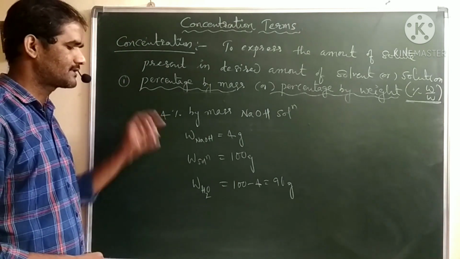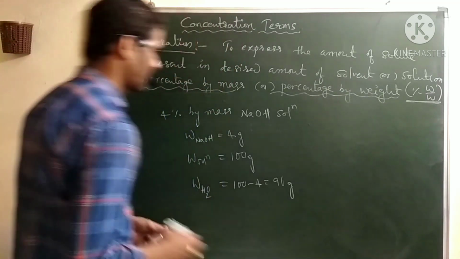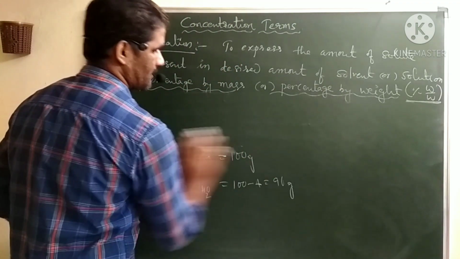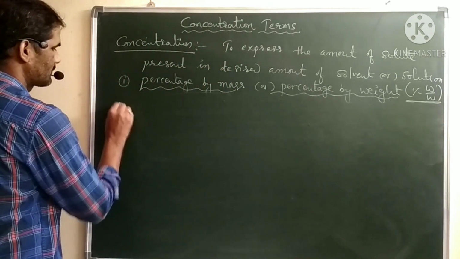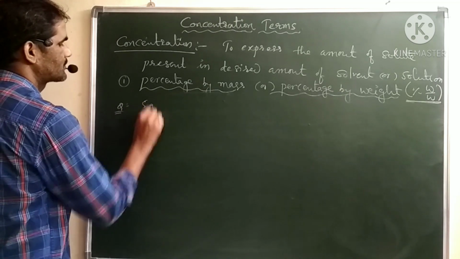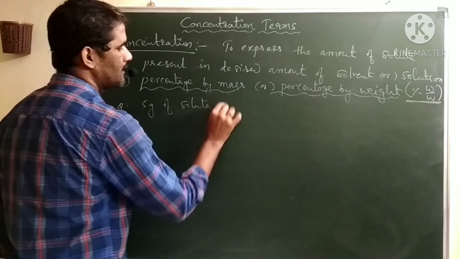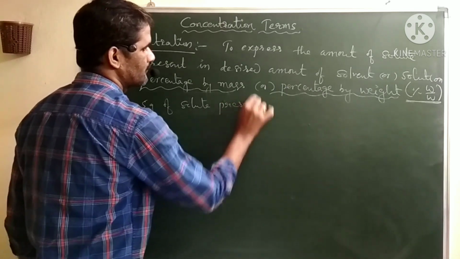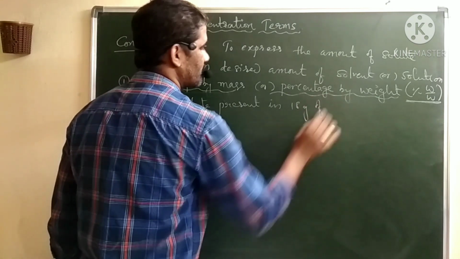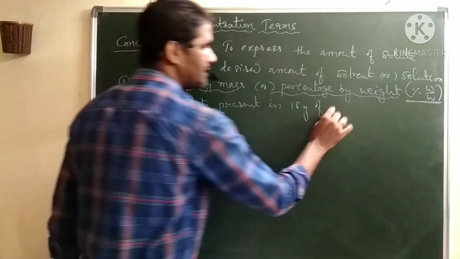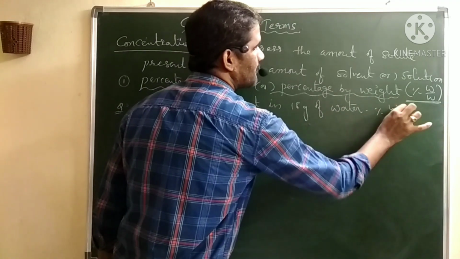So this represents the information, numerical here. For example, 5 grams of solute present in 18 grams of water. 5 grams of solute is present in 18 grams of water. Then what is the percentage weight by weight?